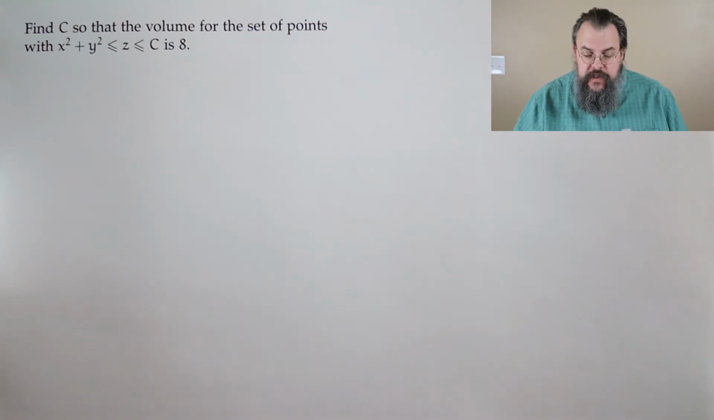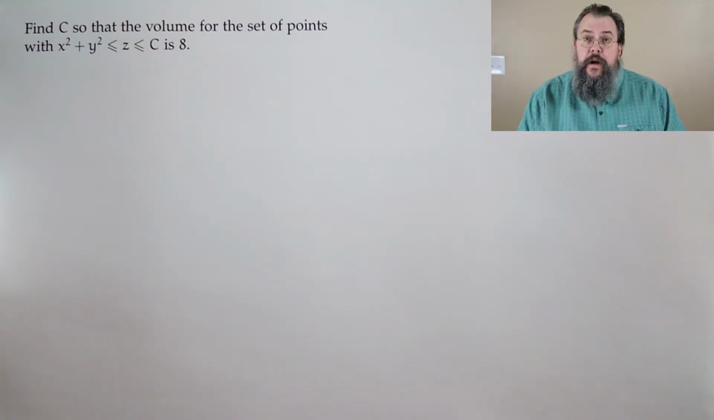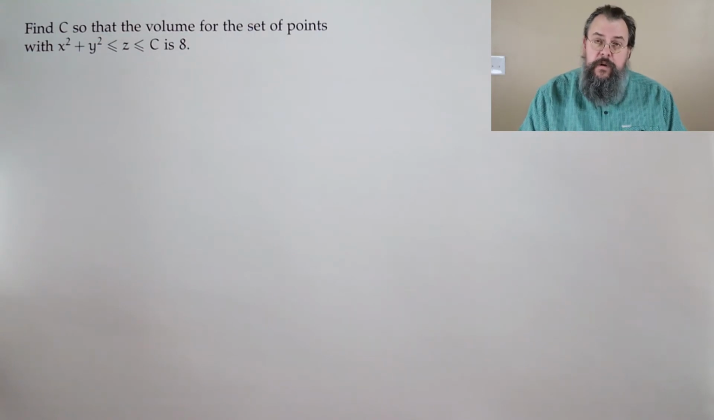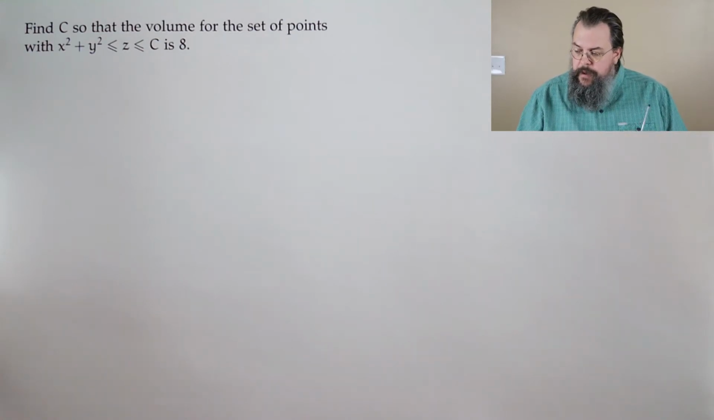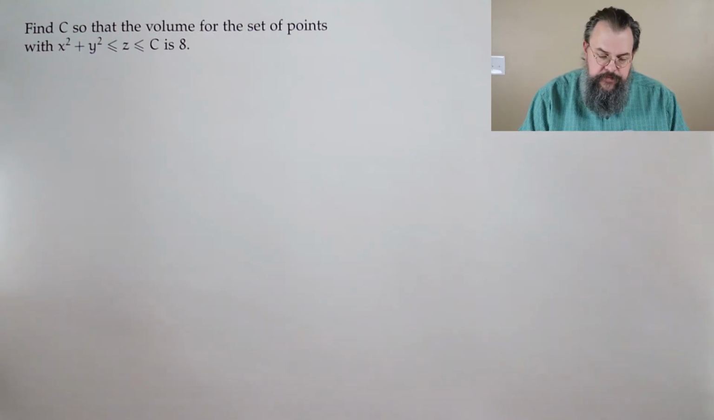Our first problem. Find a constant c so that the volume for the set of points where x squared plus y squared is less than or equal to z less than or equal to c is 8. Now let's think about how we can interpret this problem, get an idea for what's going on.